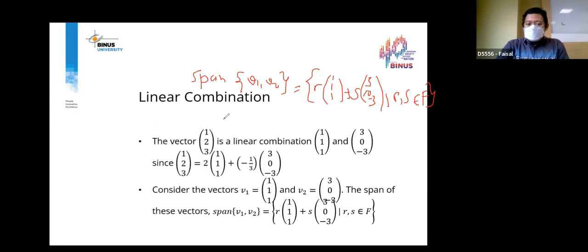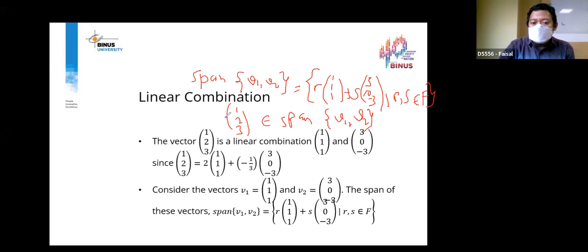And from point 1, we can state that (1, 2, 3) is an element of span V1 and V2. This is just one element of span V1, V2, because span means the set of all linear combinations, and (1, 2, 3) is one of the linear combinations of V1, V2. For another element, we can just put the scalar R and the scalar S.